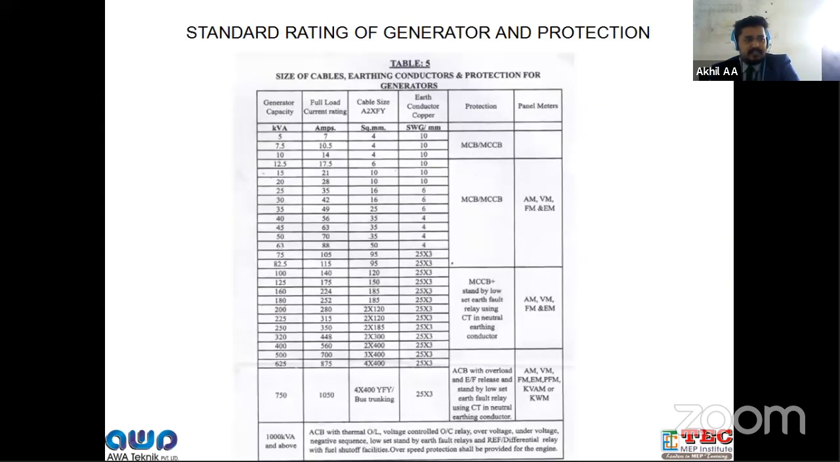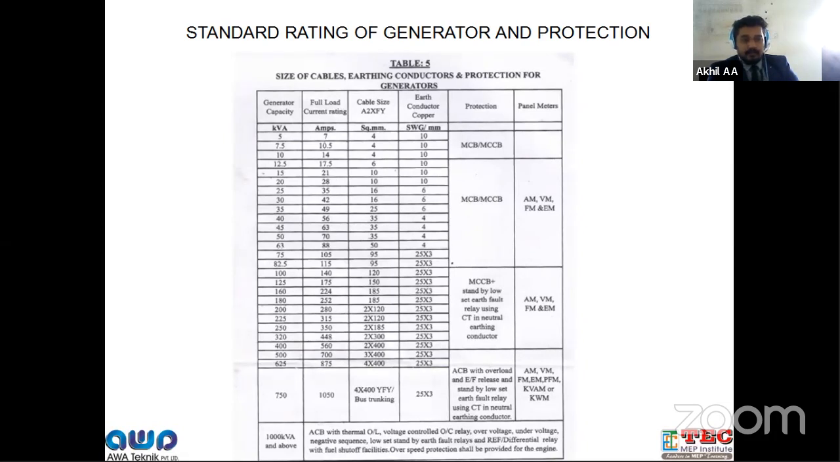These are the standard ratings of a generator and its protection. Starting from 5 kVA, and 625, 750, 1000 kVA are mentioned in this table, and full load current is mentioned. So when you select the generator, after calculating the backup load and considering the safety factor, you will get a particular kVA. Then you will look for the standard rating above or equal to that kVA. Then from that particular company's catalog, they will have the current rating and all details. So you have to provide the protection.